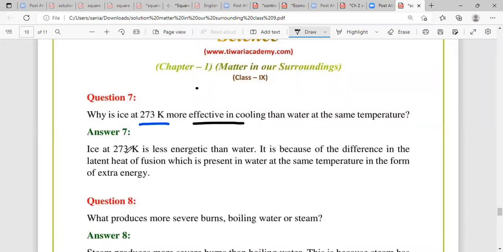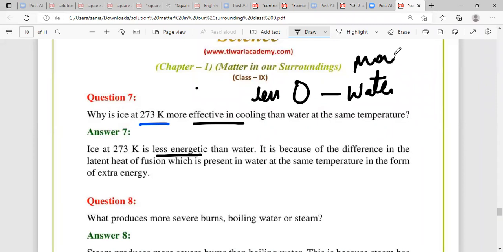So ice at 273 K is less energetic because you already know that ice is being converted into water, right? So this ice is less energetic and this water is more energetic, right? It is because of the difference in the latent heat of fusion which is present in water at the same temperature in the form of extra energy. So basically when ice was being heated, the energy that was used to convert the ice into water was transferred to water.